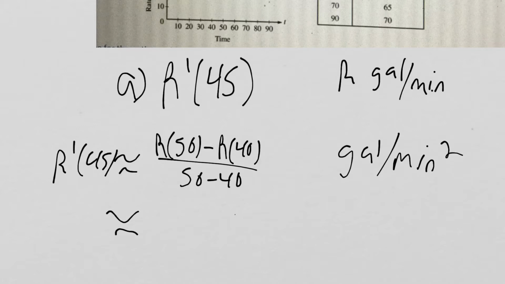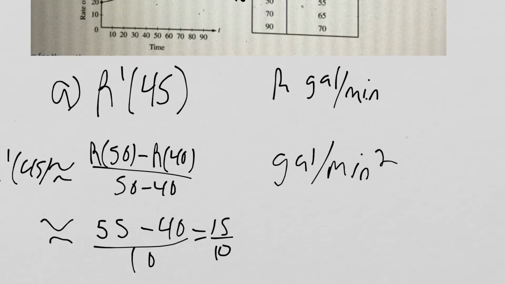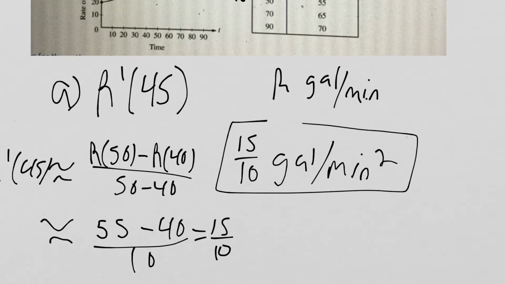So we have 55 minus R of 40, which is 40, and then that's going to be over 10, which is 15 over 10. We could reduce that, but since this is an FRQ, we don't have to. We can just leave it as 15 over 10 gallons per minute squared.